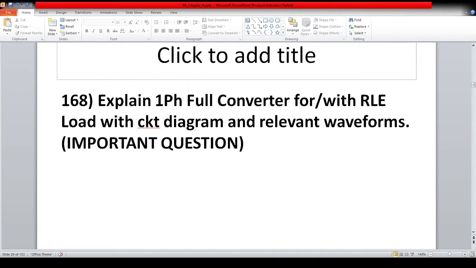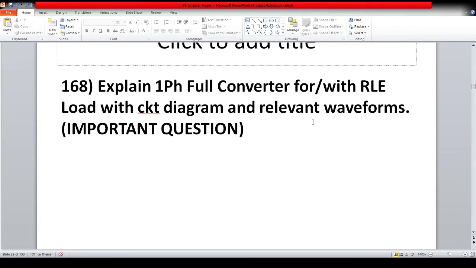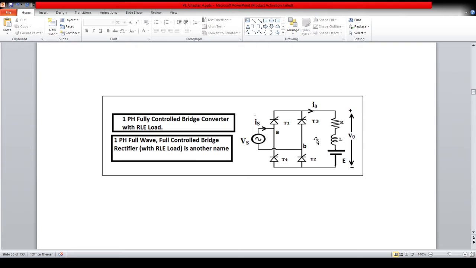Class 48 of Power Electronics, single phase full converter with RLE load. Full converter means all the devices, all the switches, all the power semiconductor devices will be controlled type, means SCRs for example, not diodes.